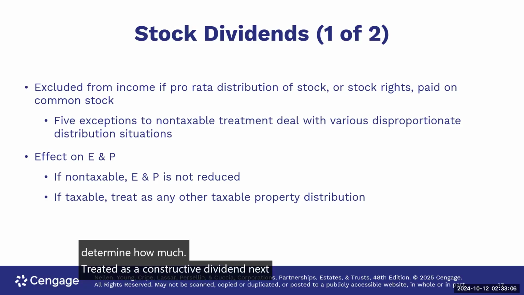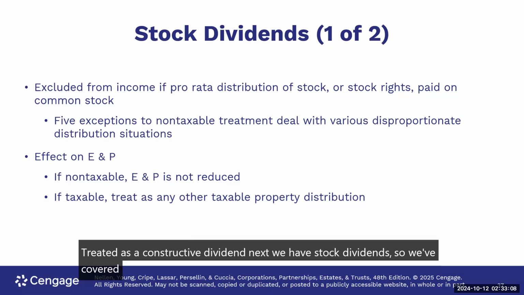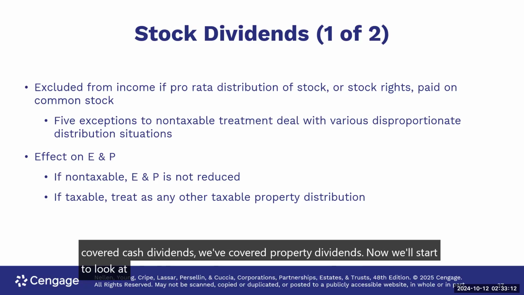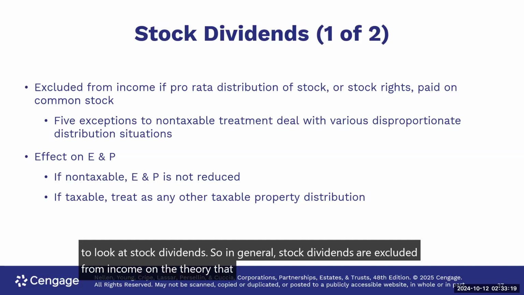Next, we have stock dividends. So we've covered cash dividends, we've covered property dividends. Now we'll start to look at stock dividends. So in general, stock dividends are excluded from income on the theory that ownership interest of the shareholder is unchanged as a result of the distribution.